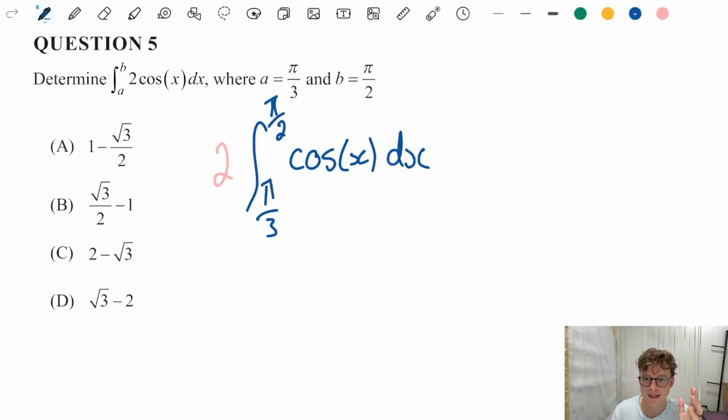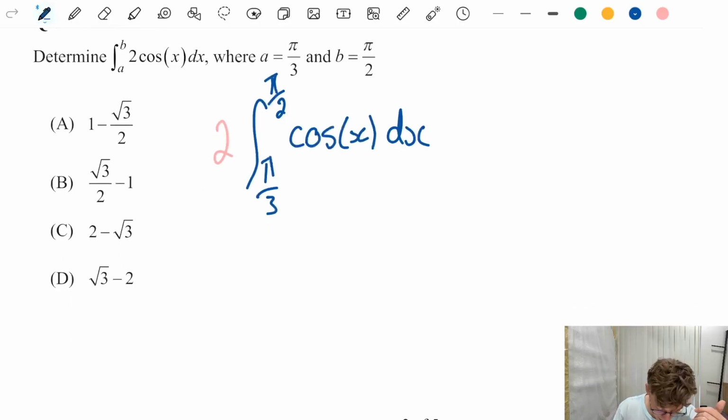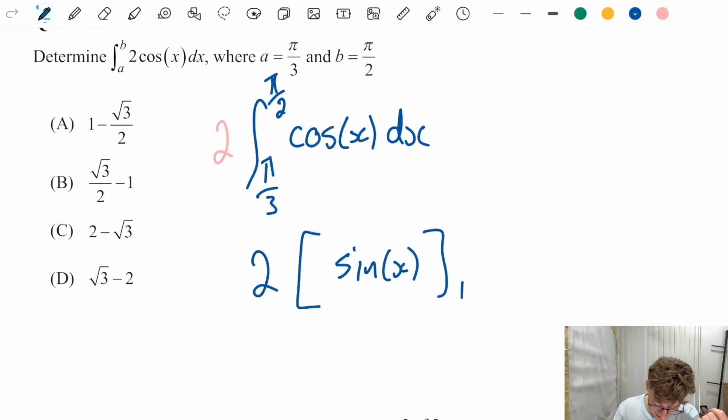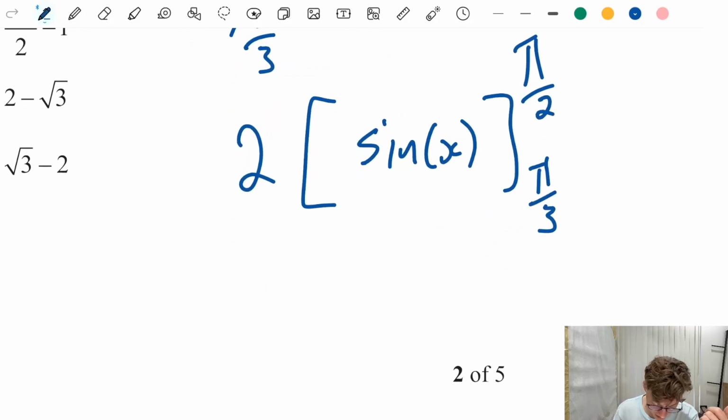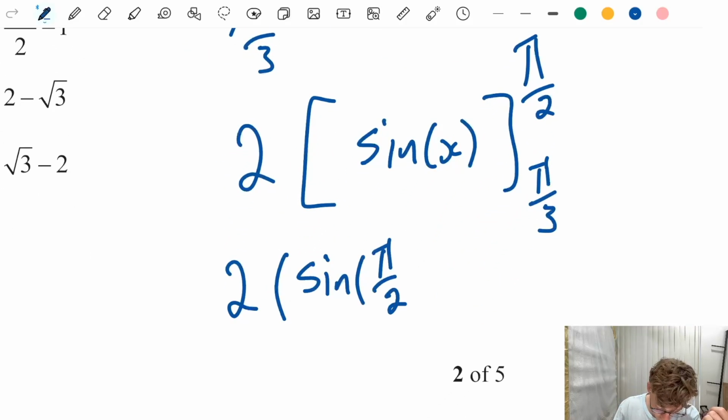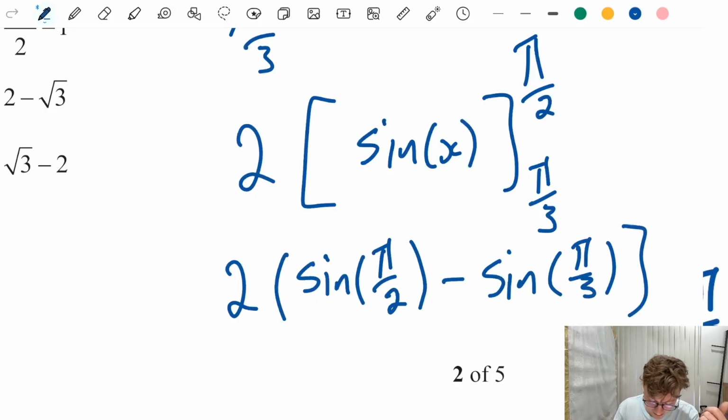I'll zoom out a little bit so we can see the whole thing. If I integrate cosine, I get positive sine, so I wind up with 2 outside of sine x, and again, my boundary conditions are from pi on 3 to pi on 2. If I now substitute in my boundary conditions, I get 2 outside of sine of pi on 2 minus sine of pi on 3. And now I'm using my knowledge of exact values.